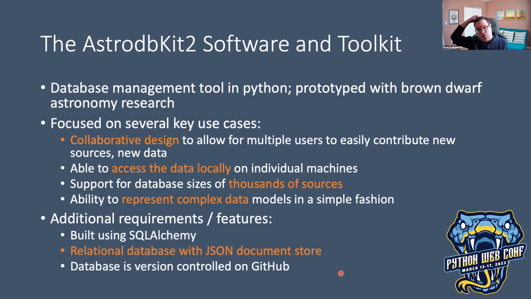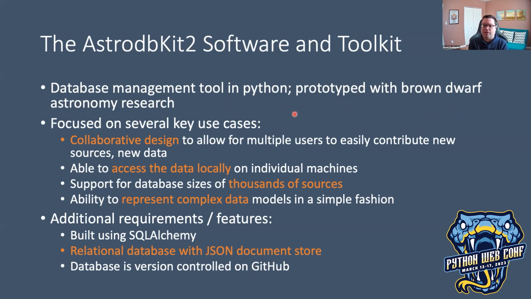Our research team was looking at this collection of brown dwarfs and wanted to have a database that they could use to share properties and discuss future science goals and things like that. So AstrodbKit2 is a database management tool that we've created and prototyped with the brown dwarf research community in mind. However, it does apply in general to other astrophysical objects and, of course, to other things. A couple of key use cases that we have to keep in mind.